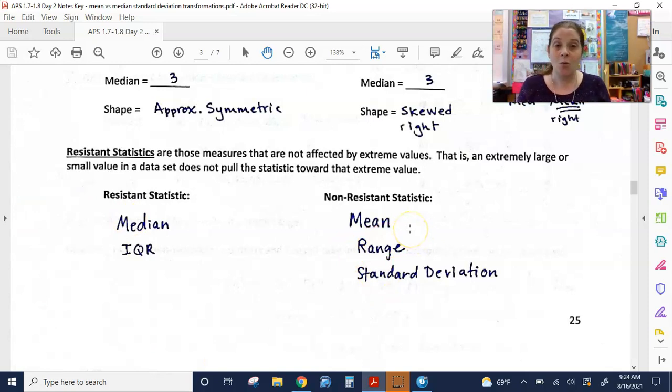Non-resistant statistics, or ones that don't do a good job of hanging on to their position once you've entered a really high or a really low value, are things like mean. And you know this is true. If you were to have a whole bunch of 90s on a test, and then all of a sudden you get a 28, your mean's going to go way far down. Same thing with range. If you have a really high outlier and you get rid of it or you put one in, that's going to have a dramatic change on the overall spread of the graph. And standard deviation is another one that is non-resistant, which we're going to talk about very shortly.